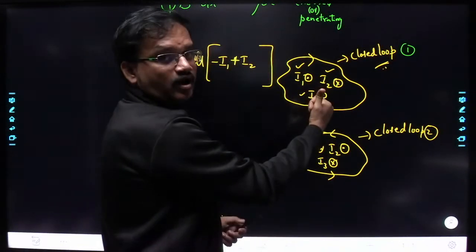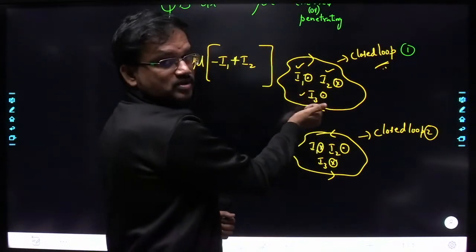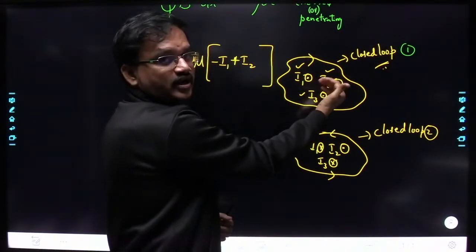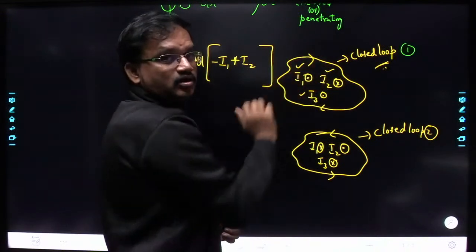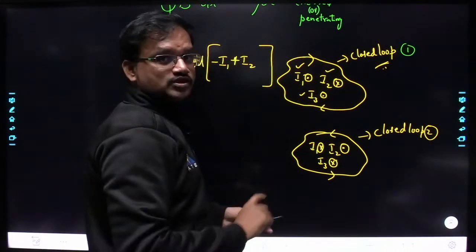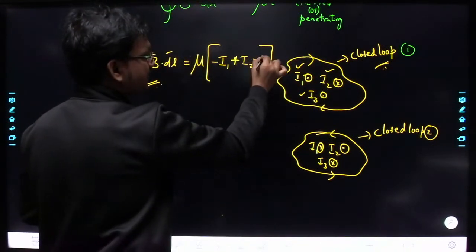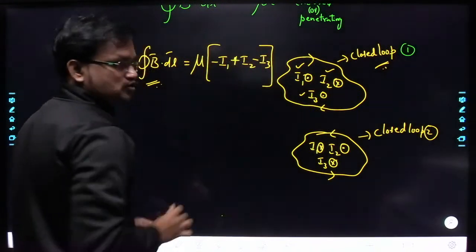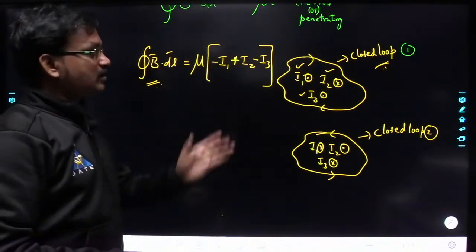Understood? Next, I3 here. I3 is pointing out of the board, so it is going to produce the B field in anti-clockwise direction, and here you are enclosing the loop in clockwise direction. So both are opposite. That means you have to consider here minus I3. Understood? So in this manner you have to write the currents here.